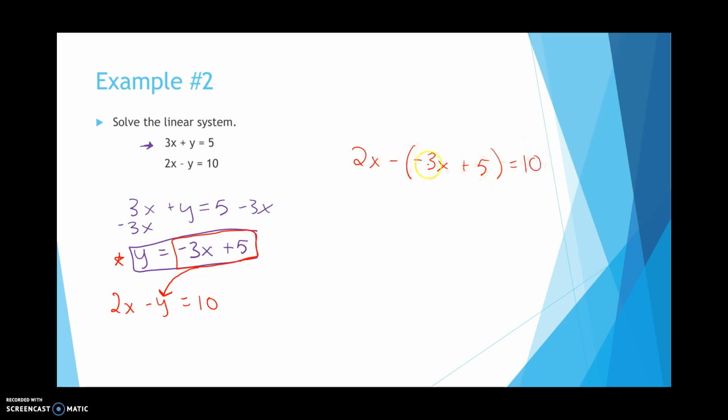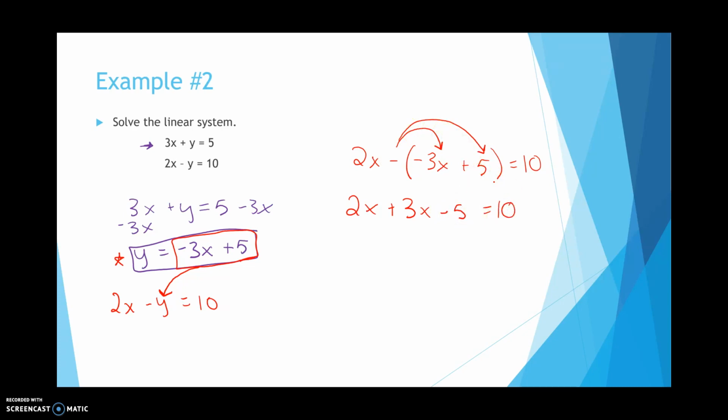Notice I have the negative in front of what I've grouped here, my parentheses. I'm going to distribute that negative to each term in the parentheses. When I distribute that, I am going to bring down that 2x. Double negatives become a positive, so that's going to become a plus 3x. A negative times a positive is a negative, so that's going to be a minus 5, and that equals 10.